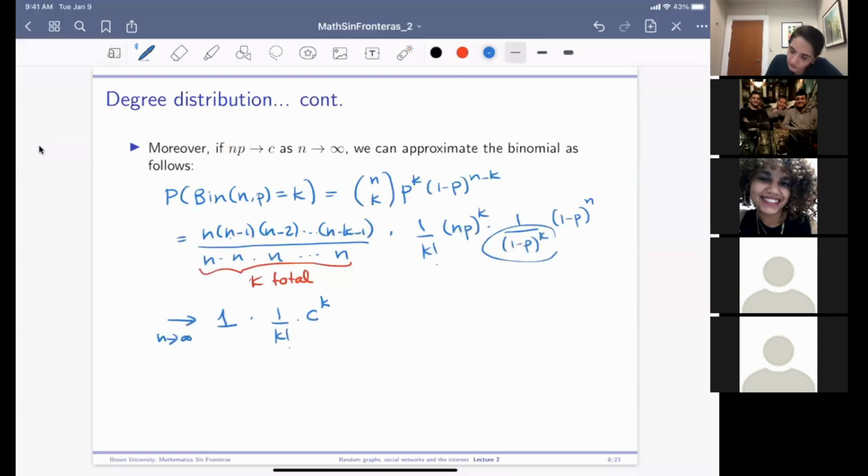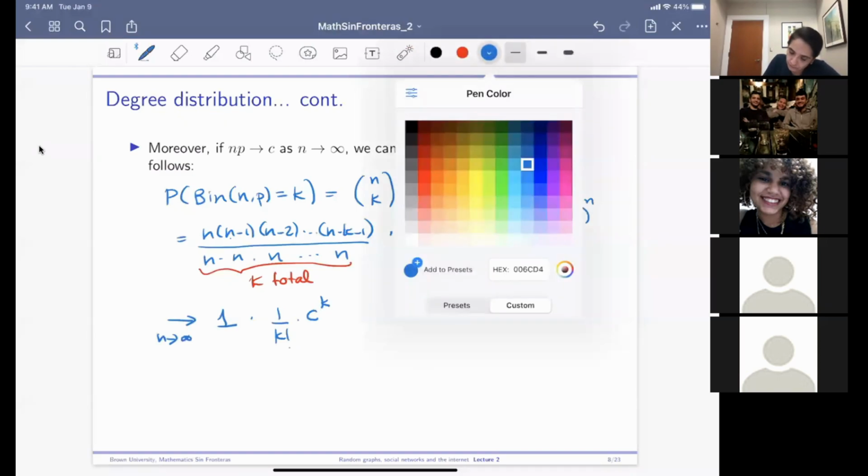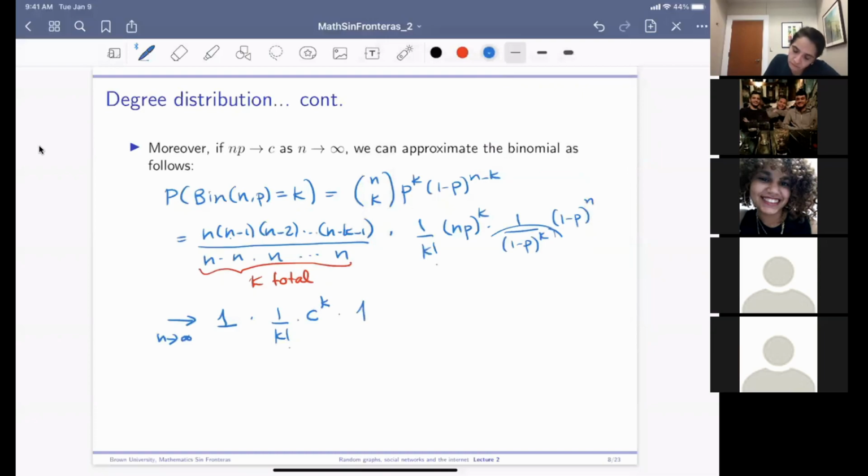Now, to see what happens to this term, notice that this p must be going to 0, because if np goes to c, then p is converging to 0 as n goes to infinity. Therefore, for the limit of 1 minus p to the k, we pass the limit inside, and that has to be equal to 1 minus 0. So this also converges to 1. So that's this term over here.